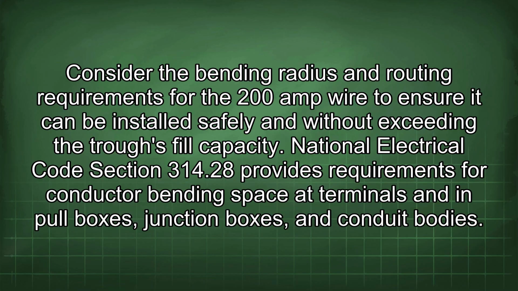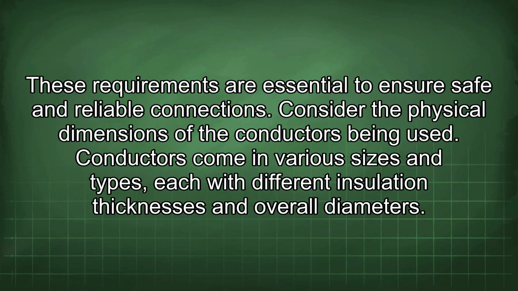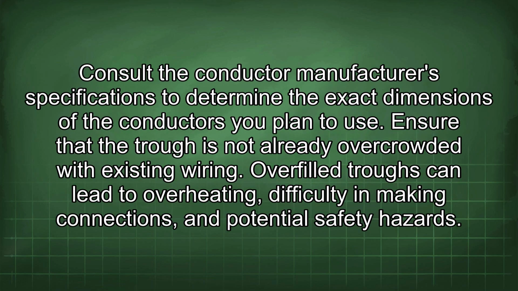National Electrical Code Section 314.28 provides requirements for conductor bending space at terminals and input boxes, junction boxes, and conduit bodies. These requirements are essential to ensure safe and reliable connections. Consider the physical dimensions of the conductors being used. Conductors come in various sizes and types, each with different insulation thicknesses and overall diameters. Consult the conductor manufacturer's specifications to determine the exact dimensions of the conductors you plan to use.